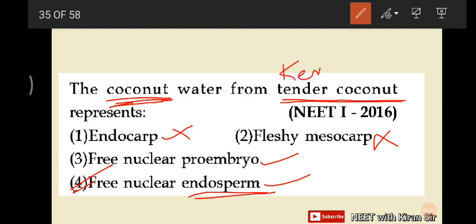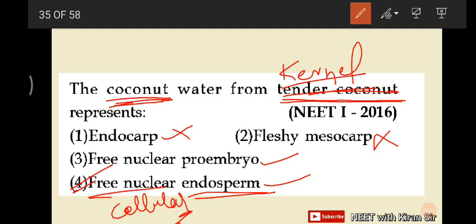The white kernel of coconut is nothing but the cellular endosperm. That is an example for cellular endosperm. I hope you all understand this one.